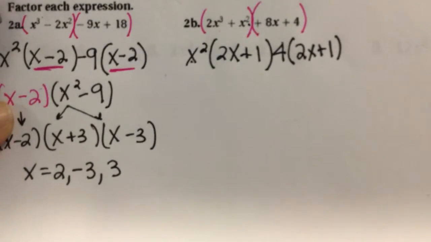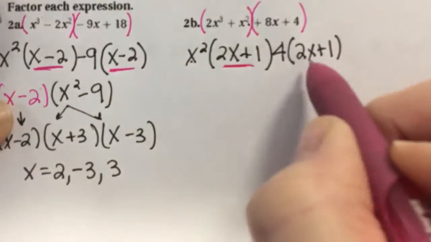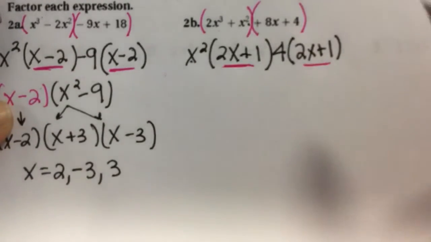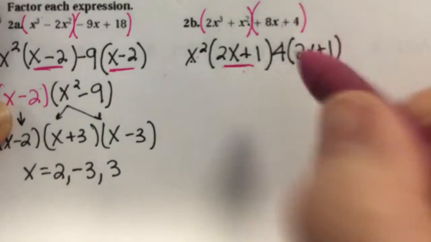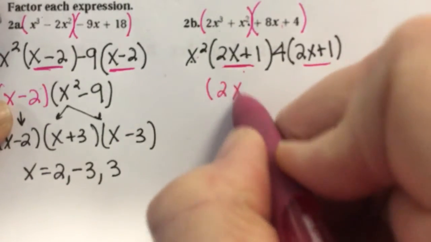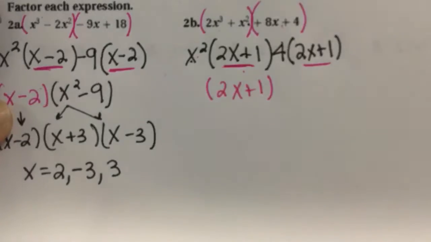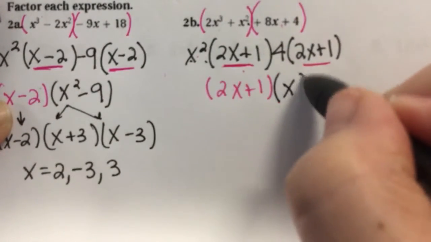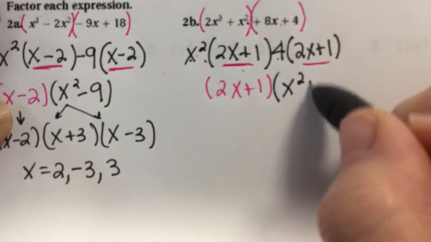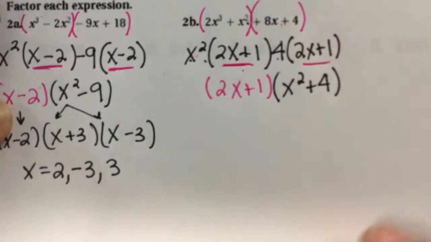Again, I'm looking for the things that are common. This is common. This is common. Again, just like we pulled out what was common in the very beginning, we're going to pull out what's common the second time, which is 2x plus 1. And where do we put the leftovers? They go back in the brackets. So x squared, this is a positive 4, so plus 4.